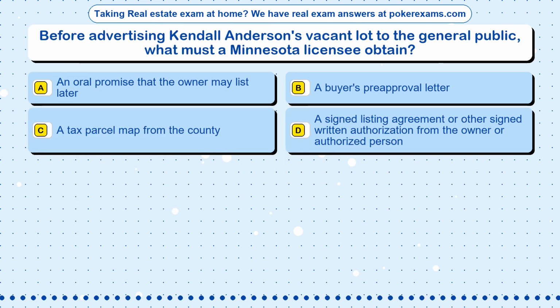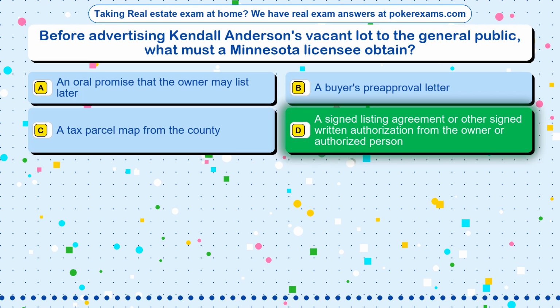Question 48. Before advertising Kendall Anderson's vacant lot to the general public, what must a Minnesota licensee obtain? Option A. An oral promise that the owner may list later. Option B. A buyer's pre-approval letter. Option C. A tax parcel map from the county. Option D. A signed listing agreement or other signed written authorization from the owner or authorized person.